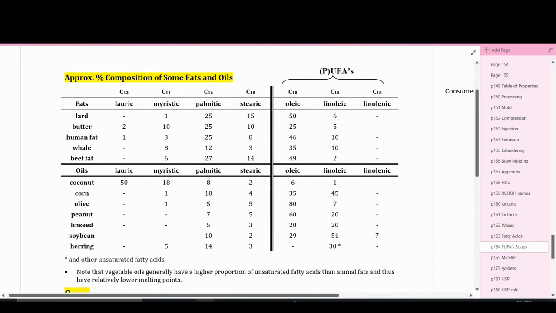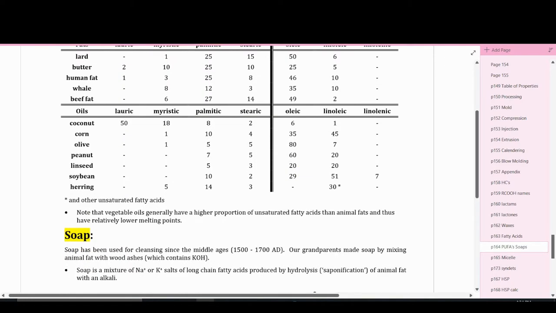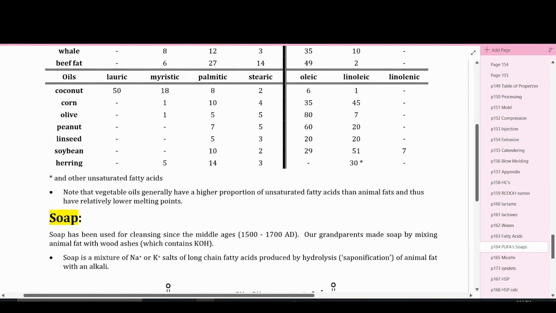But if you look at this broadly, you will see that the oils that come from plants have a higher proportion of unsaturated fatty acids. Look at corn oil, 80% unsaturated fats. Olive oil, 87. Peanut oil, 80%. Linseed oil, well, that's lower, 40. Soybean, what's that, 80 again. Compared to, say, fats, which have a lower percentage of unsaturated fats and higher percentage of saturated fats. It's generally believed that our diet should include a higher proportion of unsaturated fats for health purposes.